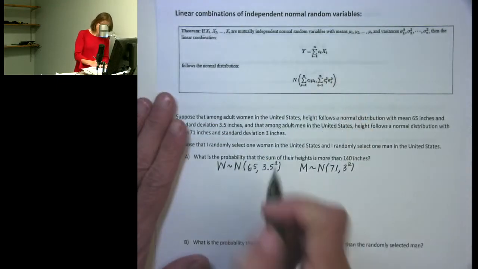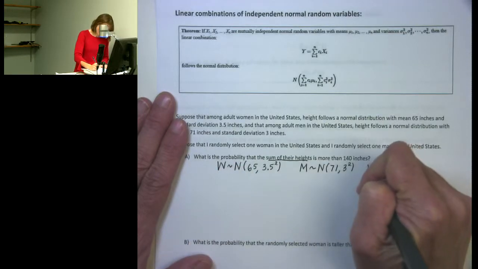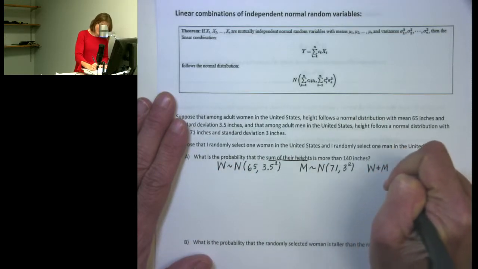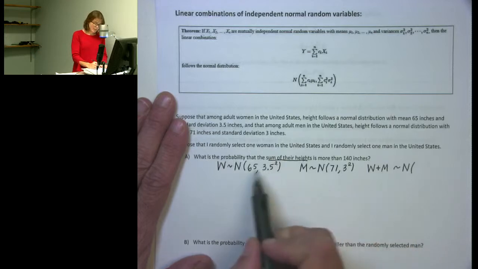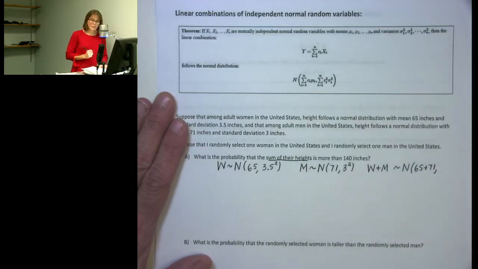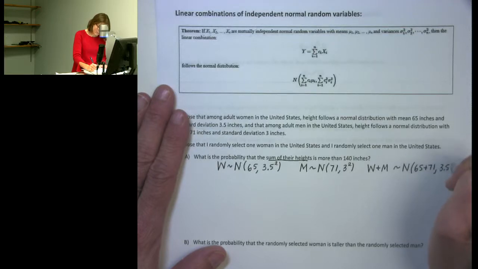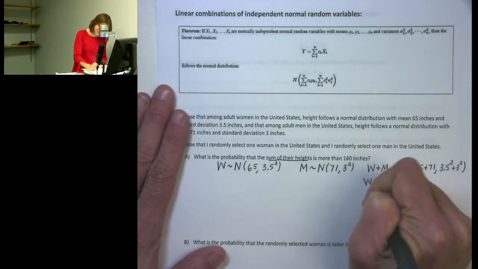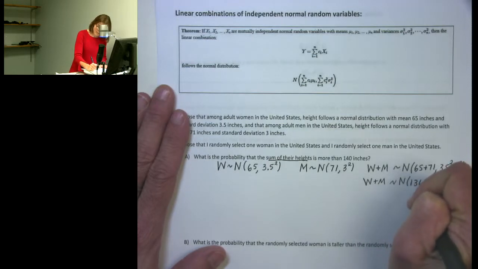What this theorem tells me is that if I'm interested in the sum of their heights, W plus M, well then it's going to be a normal distribution also. The mean is going to be the sum of the two means, so 65 plus 71. The variance is going to be the sum of these two variances, 3.5 squared plus 3 squared. So that means that the sum, W plus M, has a normal distribution with a mean of 136 and a variance of 21.25.